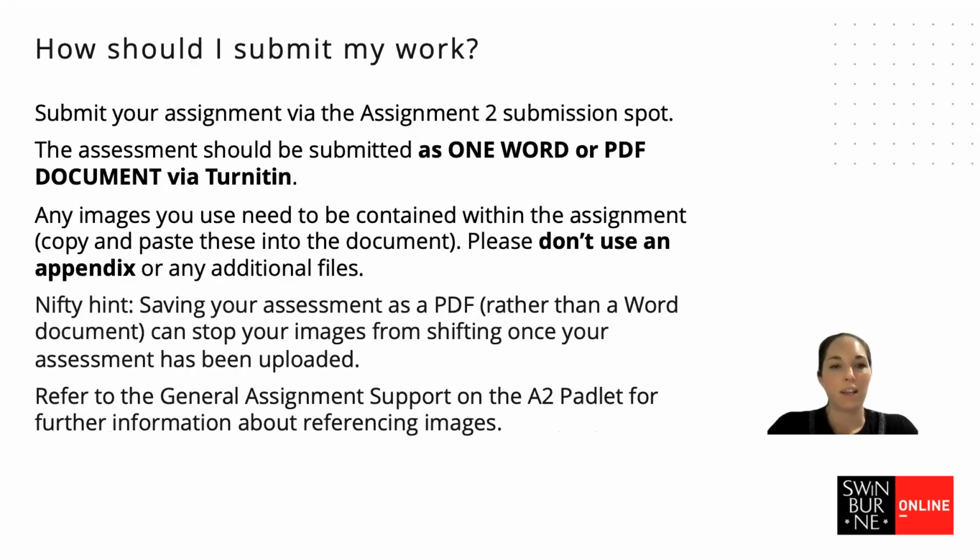So submitting your work. Obviously, it will be done in the assignment 2 submission spot, but the important part here is that it's just one Word or PDF document. Now, if you feel that your work is moving around and images are jumping around the page, which it can often do in Word when you start saving, you can do your final save as a PDF and upload that. That would be fine. Okay, please make sure that your images are in the body of your assignment. Don't pop them in an appendix or upload any additional files. It's just the one document which contains everything in there.